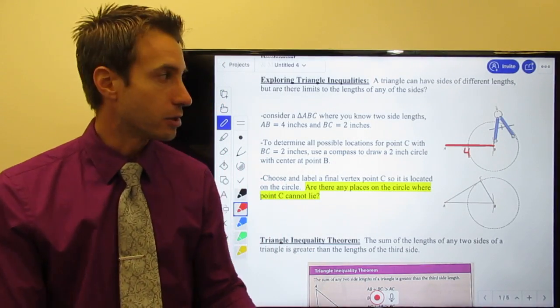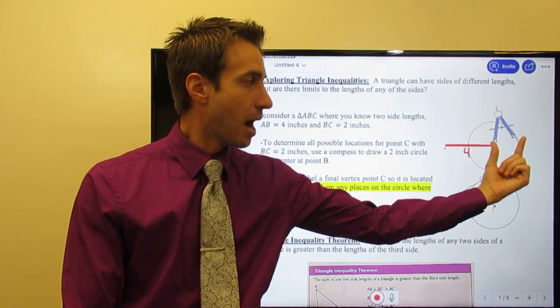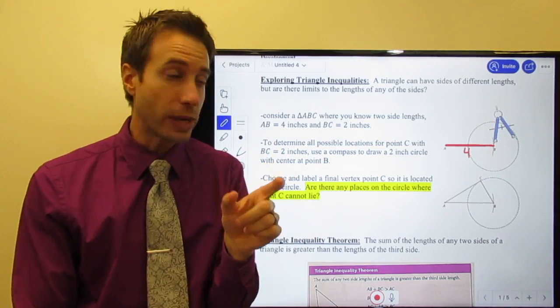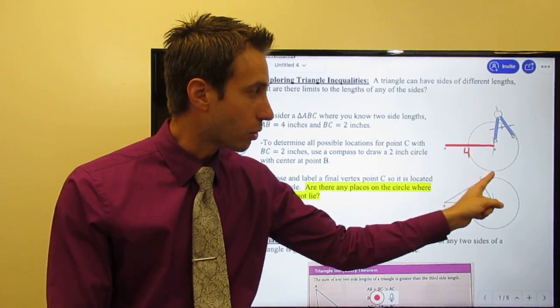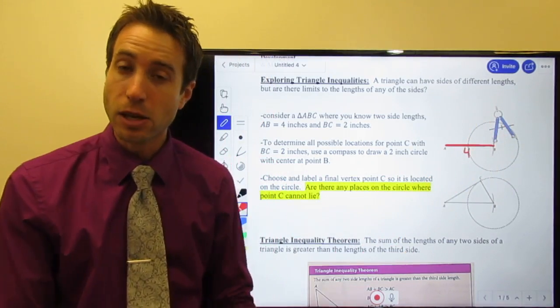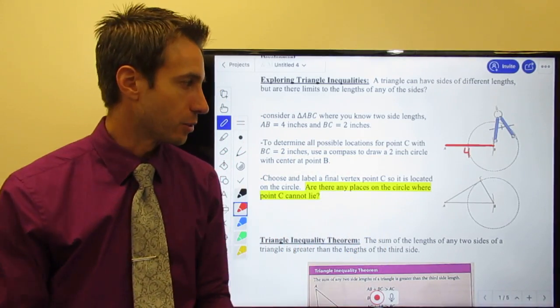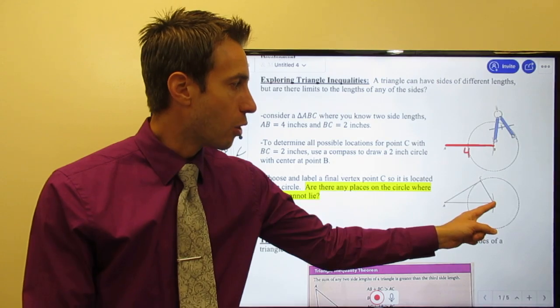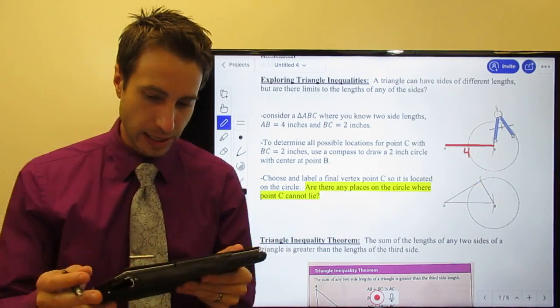So here's what I'm going to do. I'm going to take my compass and open that compass to 2 inches. I put it on B, and I draw a circle that has a radius of 2 inches. Now, here's what we can do. It doesn't matter where you put point C. In fact, let me draw it in a couple of places.